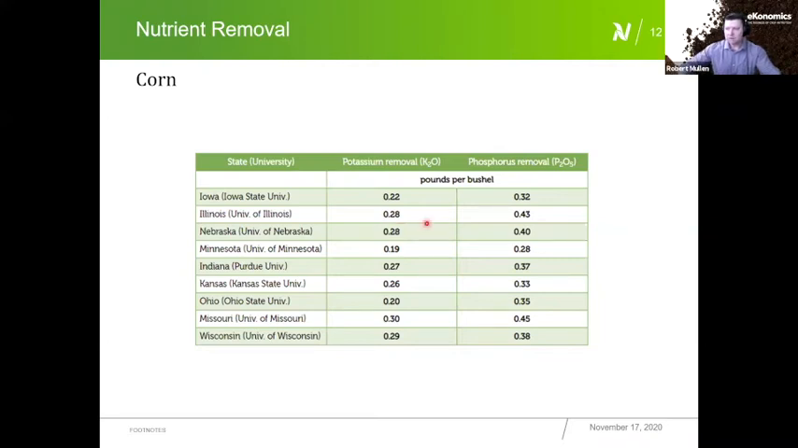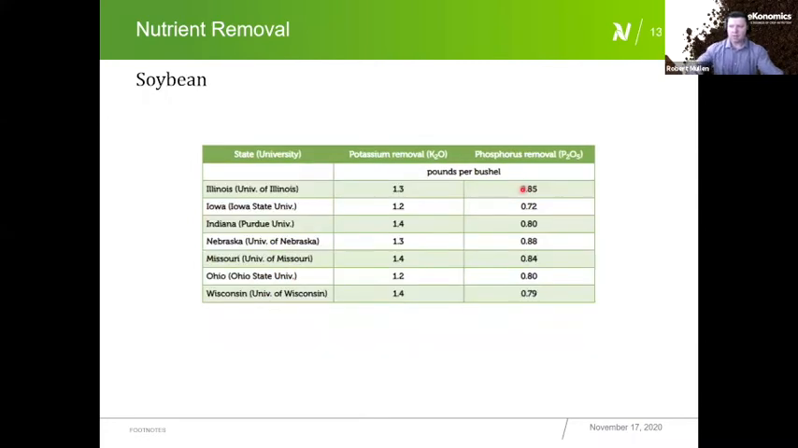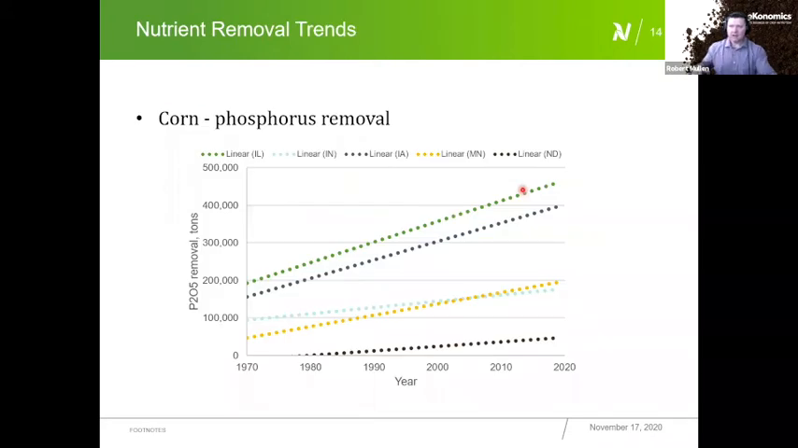But for the point of this conversation, a lot of these states have some pretty good agreement with regard to what the nutrient removal values are for corn and soybeans. When you're thinking about how many pounds of nutrient they are removing when they're harvesting X number of bushels of corn or soybeans. Now, I've done this.